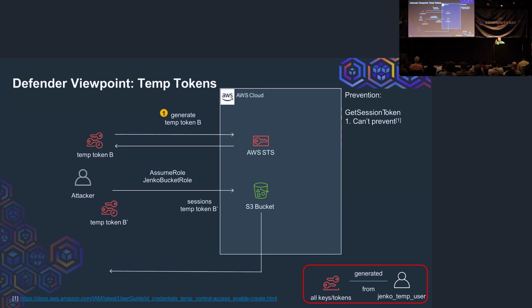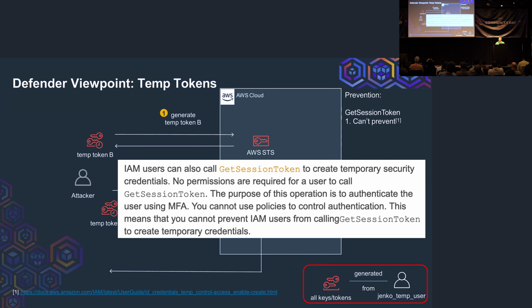There are 2 ways to generate temporary tokens: get session token and assuming a role. You cannot prevent the first case, the one where I just made a copy. And it's documented, if you ever want to know why. It's because it's considered by design, it's a feature, an authentication step. And you can't prevent a user from authenticating.